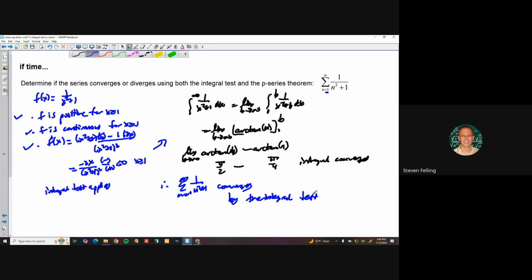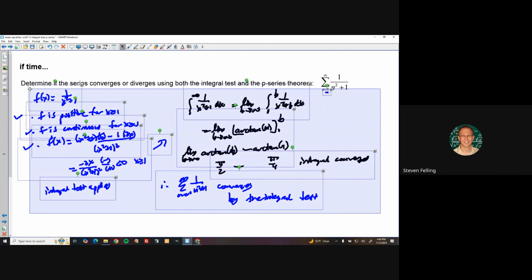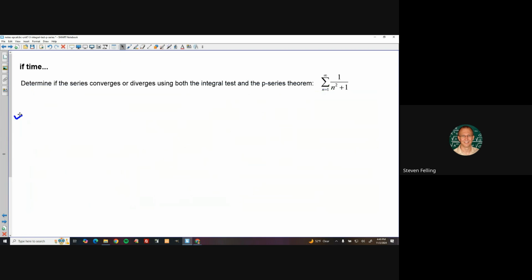Okay, so that's how we would do it with the integral test. Let's go ahead and try to do the p-series test. I'm going to erase all this. Now, this is not a p-series, right? A p-series is something of the form n equals 1 to infinity 1 over n to the p power. But the problem is this has this plus 1 here, which is preventing this from being a p-series. But if that plus 1 wasn't there, it would be 1 over n squared. 2 is larger than 1. This would be a p-series that converges.